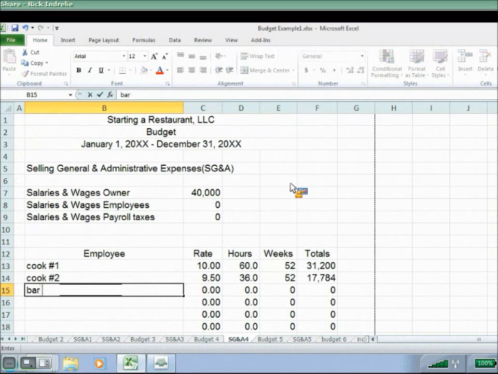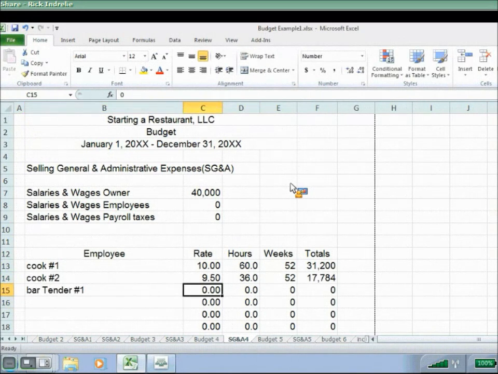Next position, we need a bartender. We're going to call that number 1 position for the bartending, and the rate of pay is going to be $9 an hour. Number of hours per week is going to be 78 hours a week, and number of weeks per year is 52. So the total for that position is going to be $36,500. Now remember something, in our restaurant, the bar portion of our business is going to be open more hours per day than the restaurant. And that is why we need more hours for a bartender position versus a cook position.